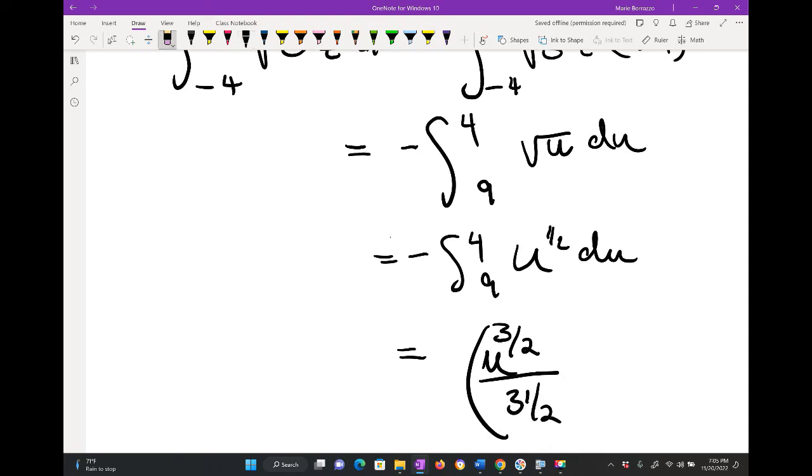Now remember, 1/2 plus 1 is where we're going with this, right? If it's plus 1, it's really plus 2 over 2. Hence, this becomes 3 over 2. That's where this is coming from. And again, we're still evaluating this from 4 to 9.